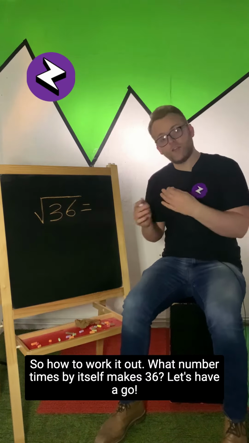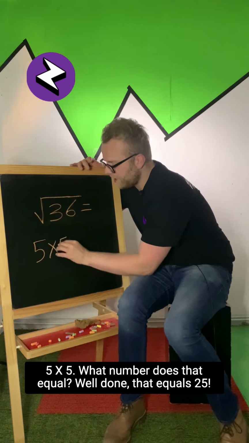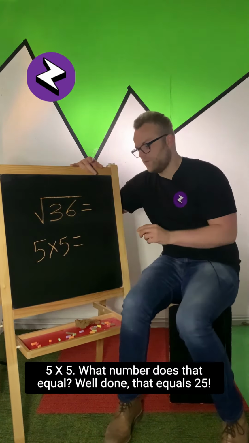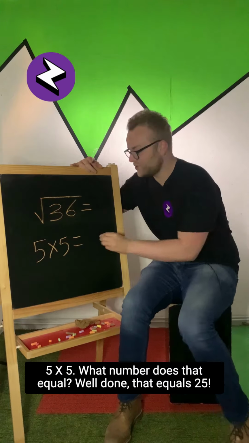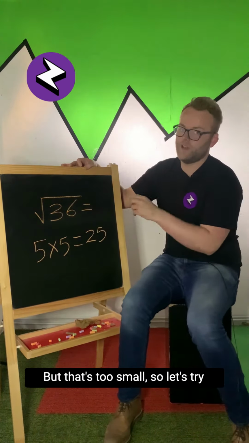Okay, let's have a go. So, 5 times 5. What number does that equal? Well done, that equals 25. Okay, but that's too small, so let's try a bit higher, okay?